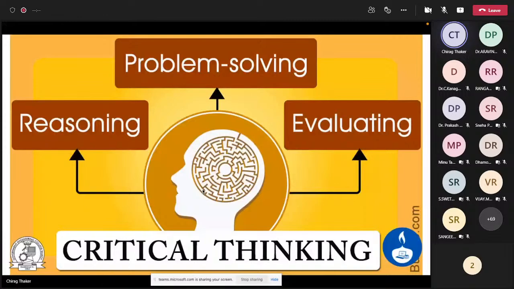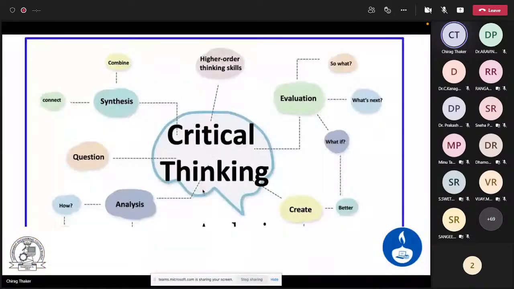So critical thinking is all about problem solving, reasoning ability, and evaluation ability. If you are a critical thinker, you will go for higher order thinking skills: evaluate, create better, analyze, question the existing practices. You will also have the ability to synthesize. It is about connecting the dots, combining the facts, and finding appropriate solutions through higher order thinking skills.